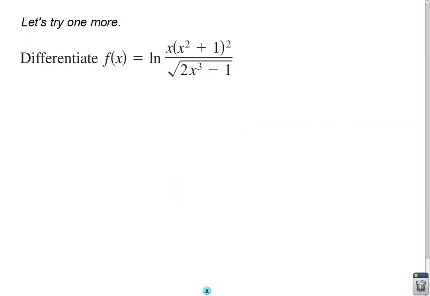I want you to pause the video, attempt this one, using your log properties. This is going to be quite a few log properties all in one here, but then come back and see if you get the same thing.